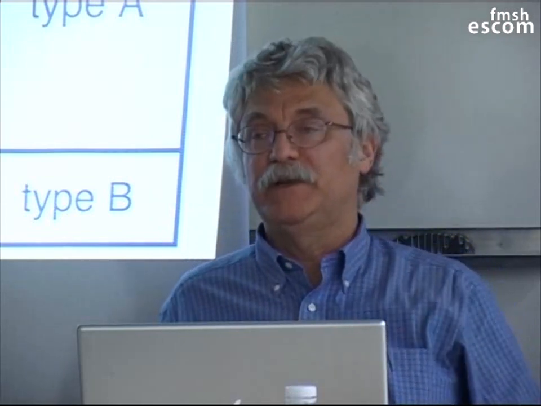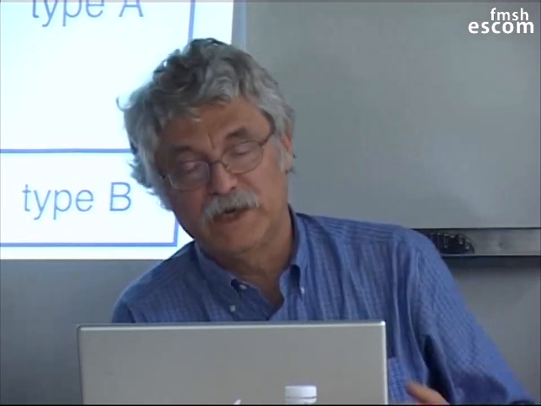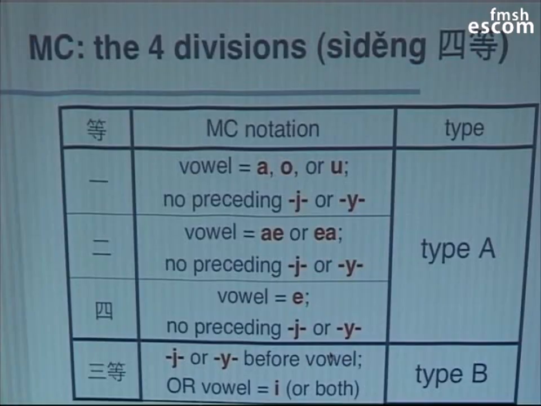Now, in Middle Chinese syllables, there was a distinction that will turn out to be important in reconstructing Old Chinese. There are four traditional categories, based on the rhyme tables rather than on the rhyme books, but they work for the rhyme books as well: yi deng, er deng, san deng, and si deng. Well, yi, er, and si, 1, 2, and 4, are what we call type A syllables, and 3 is what we call type B syllables. And this too you can read off, if you know the rule, from looking at the syllable the way it's written.